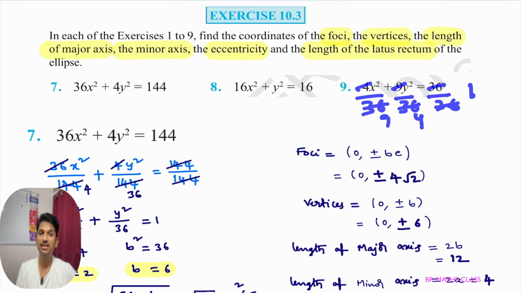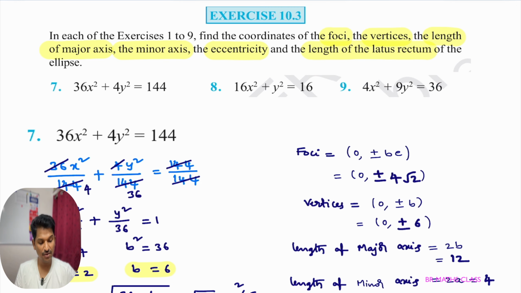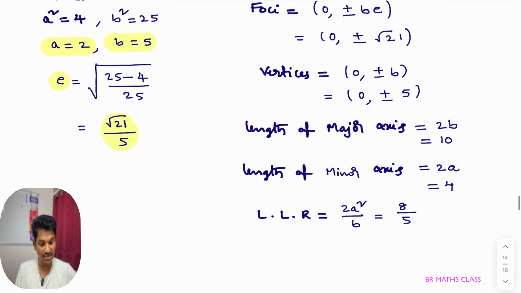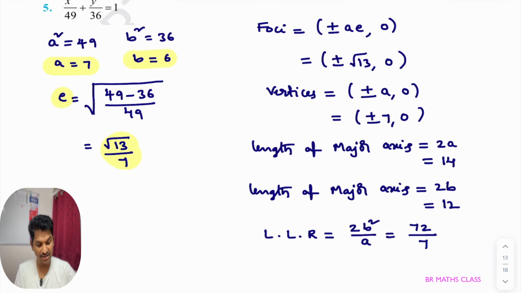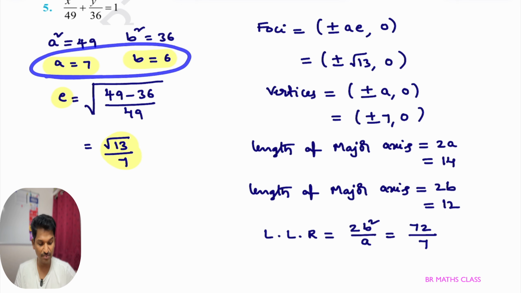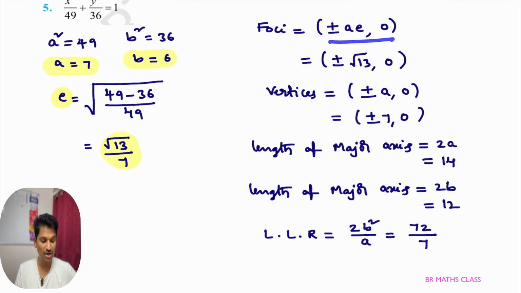This is a greater than b. So this is the first type of ellipse. So you write all the formulas related to the first type. See, we did all these problems earlier. What are the first type formulas? You see here? In this, a is greater than b. So the formulas you will get like this.